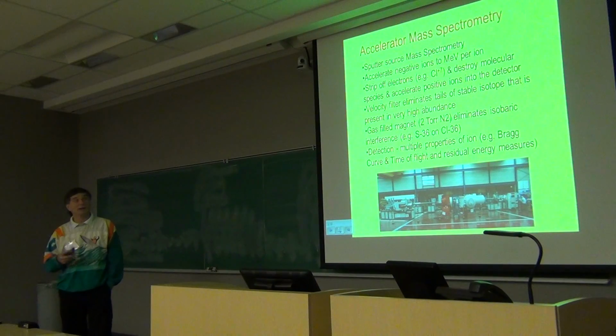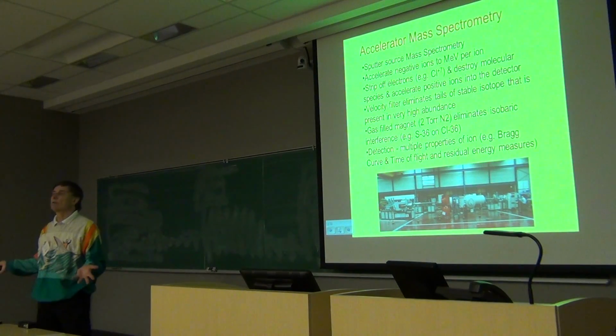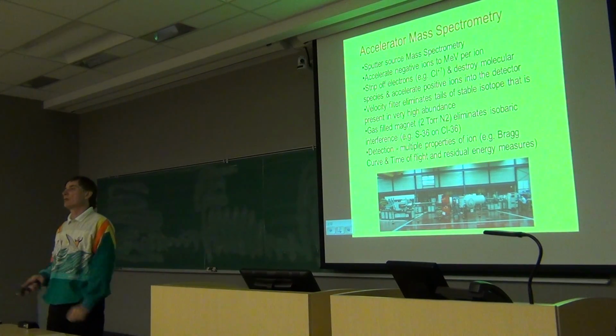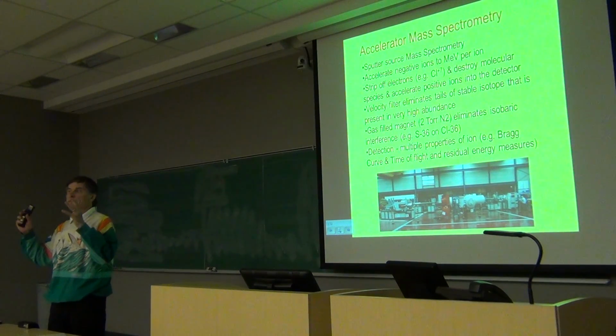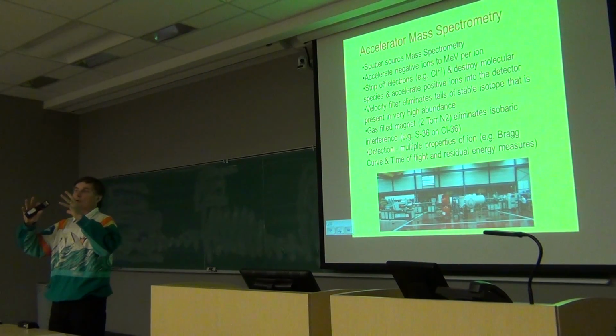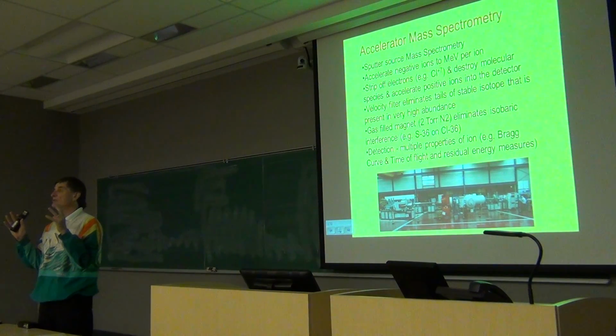If we're talking about chlorine, we can strip off all those electrons when it goes through the terminal. And what that does is it gets rid of all the molecular interferences that conventional mass spectrometry suffers from. So by that I mean we've got, say, a molecule that's got exactly the same mass to charge ratio as chlorine-36 going into our mass spectrometer.